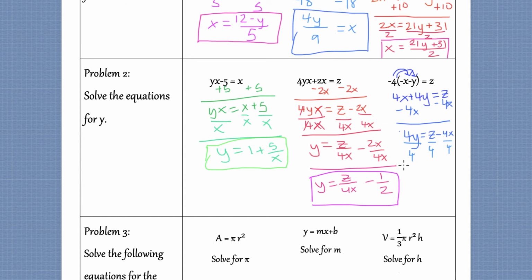And so 4y divided by 4 leaves us with just y, which is going to be equal to z over 4 minus 4x over 4, which can be simplified to just x. And so this right here, y is equal to z over 4 minus x, is our final answer. Now let's move on to problem 3.